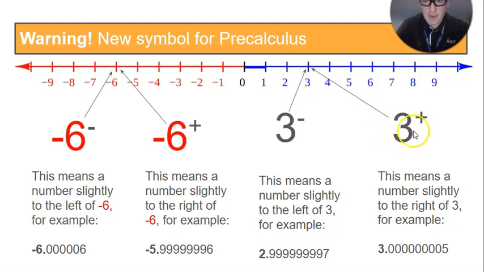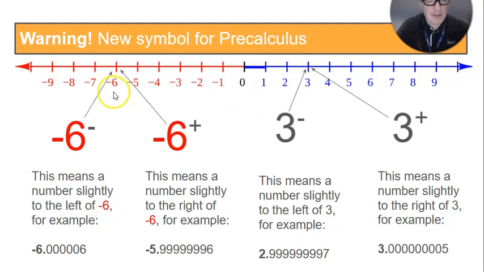So if I write 3 and put a little plus sign on the upper right, that means 3 and a little teeny little bit extra. For instance, 3.000000005, okay? But if I write 3 minus, I'm saying a number that's slightly less than 3, 2.999999997, okay? An easier way of thinking about it is a little plus sign means a little bit to the right of 3, and a little negative sign means a little bit to the left of 3.